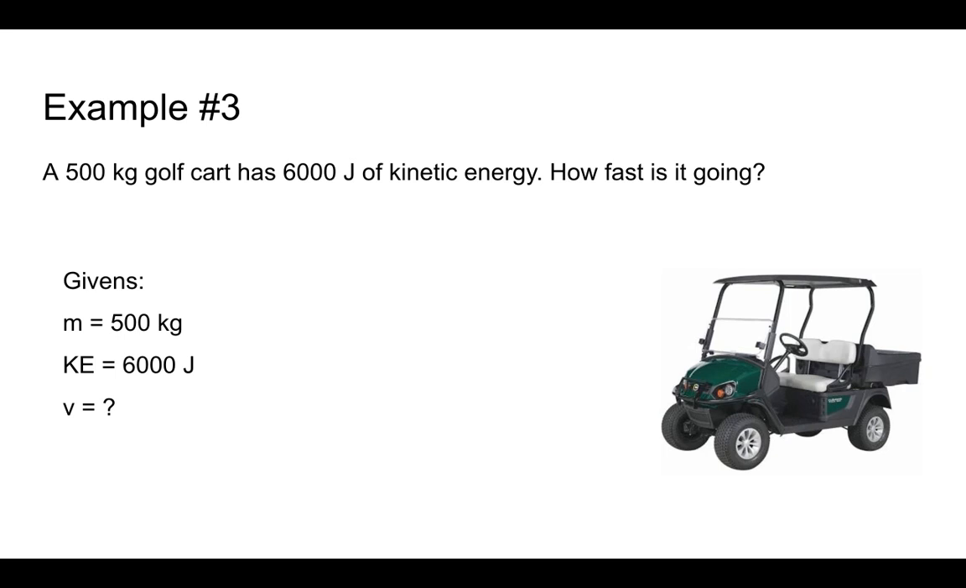So writing down our equation, we get kinetic energy is equal to 1/2 times mass times velocity squared. Plugging in our numbers, we get kinetic energy here is equal to 6,000. Mass of the golf cart is 500, and then V is what we're solving for. So we get 6,000 joules is equal to 1/2 times 500 times V squared. First and foremost, I'm going to multiply both sides of this equation by 2 to get rid of this 1/2. So I get 12,000 is equal to 500 times V squared.